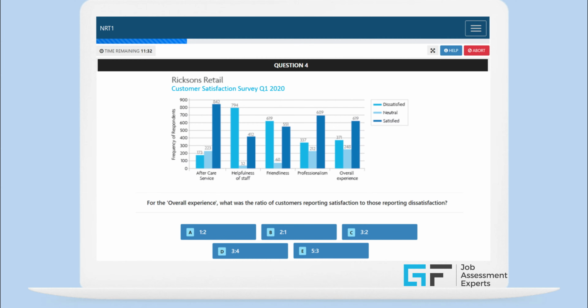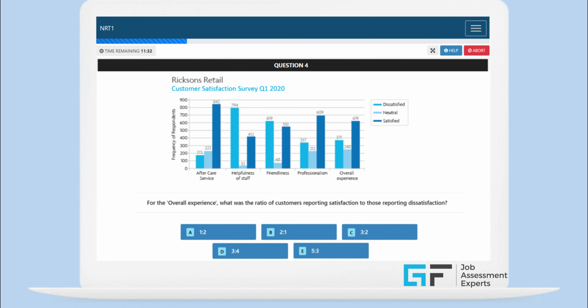Question 4. We are presented with data for the 2020 Customer Satisfaction Survey for Rixon's Retail, and we are asked the following question. For the overall experience, what was the ratio of customers reporting satisfaction compared to those customers reporting dissatisfaction? As a first step, it's important to make sense of the graph that is presented.